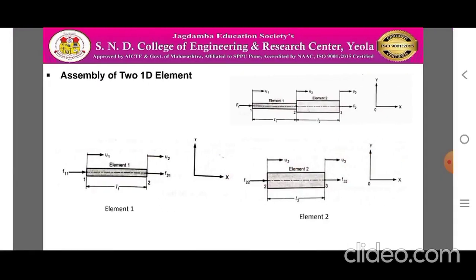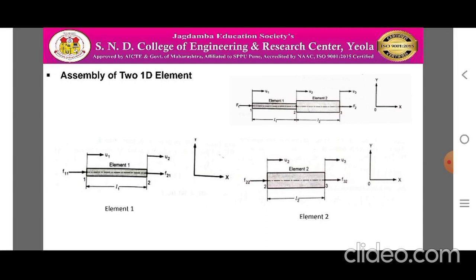Now, such a type of two one-dimensional elements can be modeled by disassembling the individual elements. The figure shows elements 1 and 2 individually after the discretization. Element 1 is shown in the figure having length L1 and nodes 1 and 2. The deformations at nodes 1 and 2 are U1 and U2 respectively, while the forces are designated by F11 and F21.